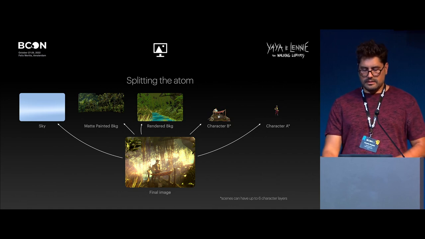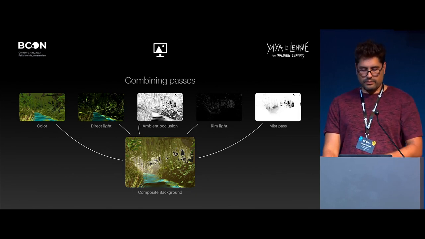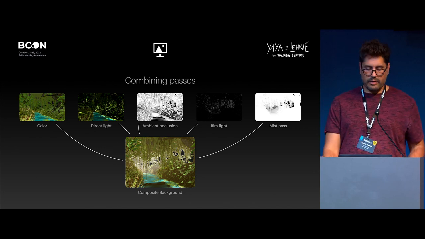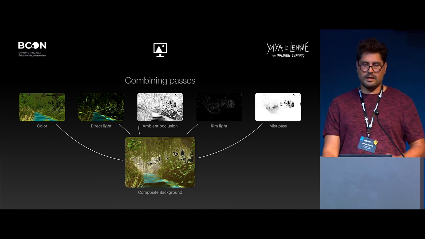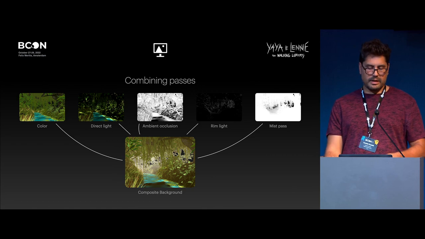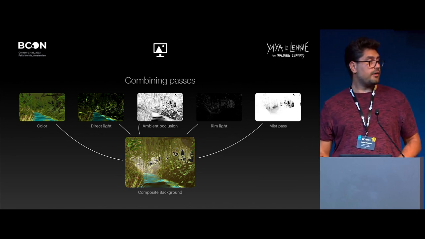So I made this system that takes up to six characters. Every single one of these layers, for example the background layer here, is split up into different render passes that are then used inside a compositor. There's a color pass, a direct light pass, the ambient occlusion, our faked 2D rim light, and a mist pass.